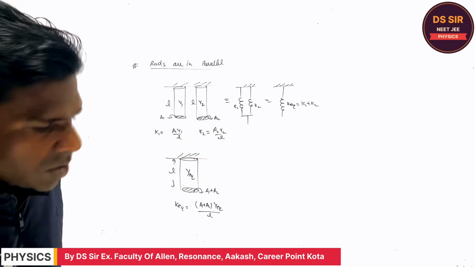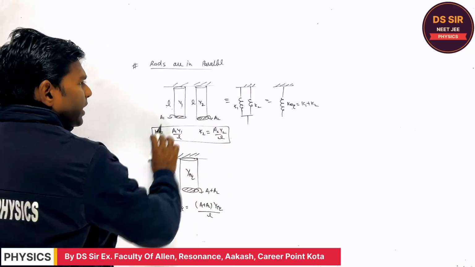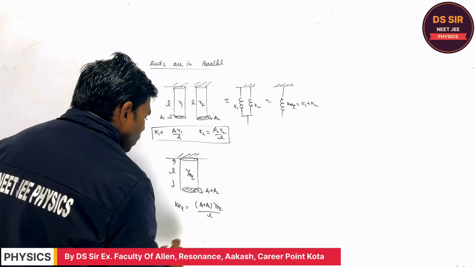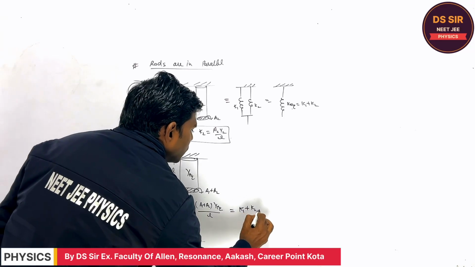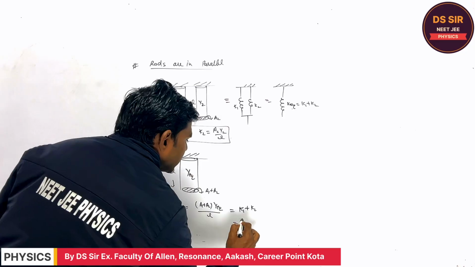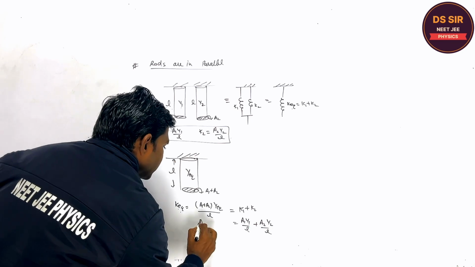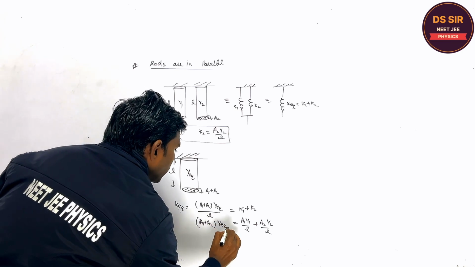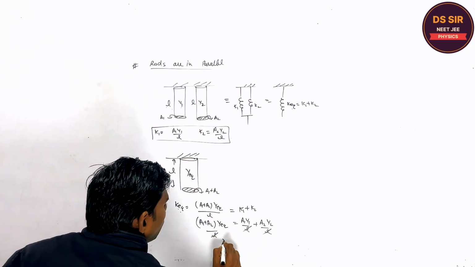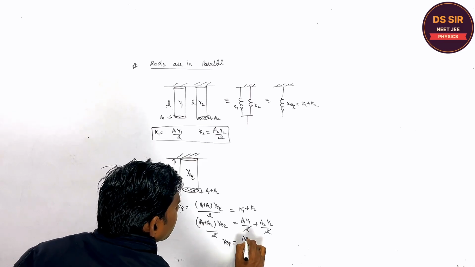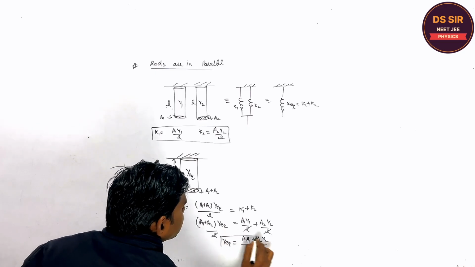So K equivalent is K1 plus K2, where K1 and K2 are these. If the lengths are equal, the K equivalent will be found. You will write K1 plus K2, which is A1Y1 upon L plus A2Y2 upon L. It is (A1 plus A2) Y equivalent upon L. L will cancel out. So what is the Young's modulus? Equivalent Young's modulus is (A1Y1 plus A2Y2) upon A1 plus A2. Is it clear? Please tell.